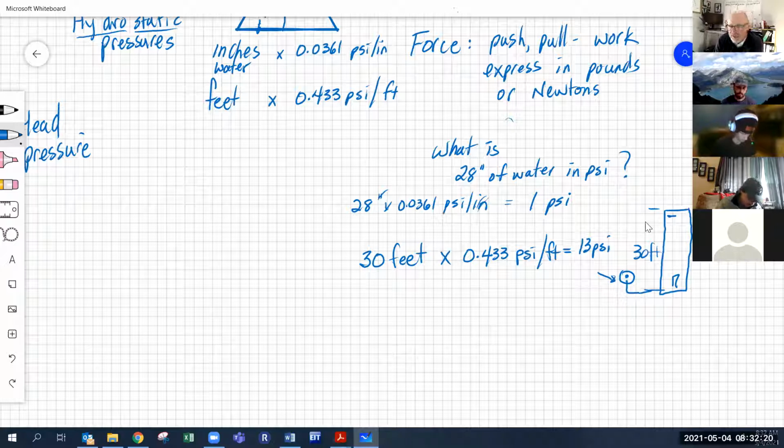So I could actually say 13 PSI G. When I say G, it means it's gauge pressure. The atmosphere is not acting on that gauge because it's an enclosed system.